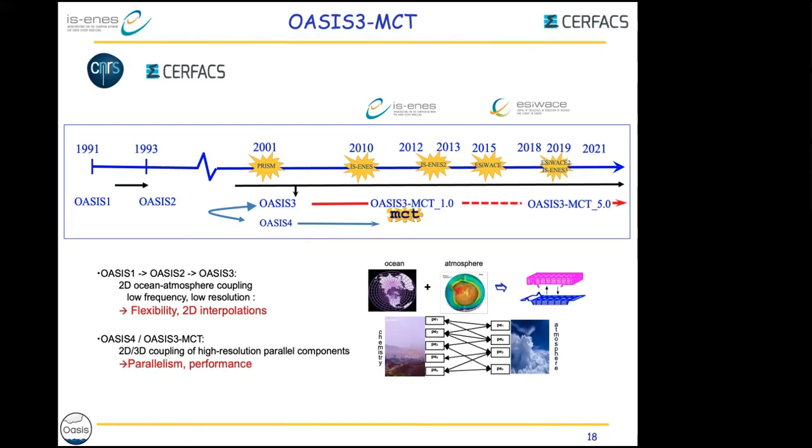But then at one point, we decided to stop the development of OASIS4, and this is when we interfaced MCT, the Model Coupling Toolkit, in OASIS3-MCT. That was quite successful because we had no real change in the API, the application programming interface, so it was quite transparent for the users themselves. Just by changing the library, they had a parallel coupler. The last version was released in December, and it's OASIS3-MCT 5.0. I will give more detail about this version in the third section of the webinar.